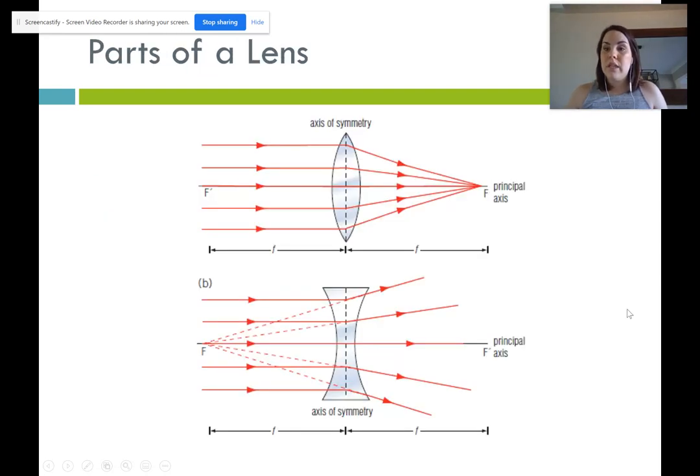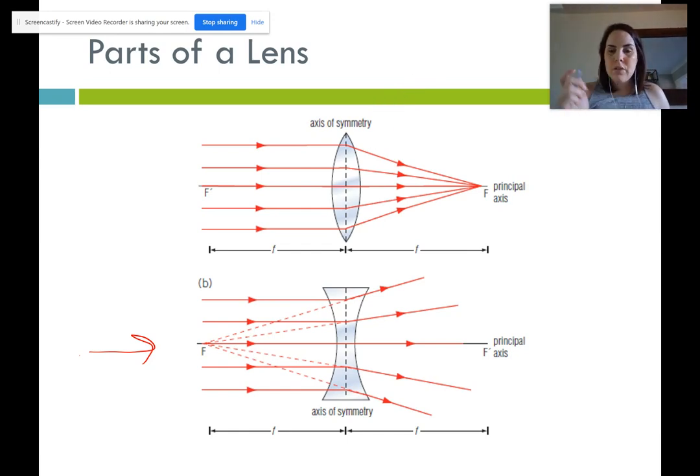So we took a look at these graphics yesterday, but yesterday we went through concave lenses, so these ones down here. Today what we're going to be taking a look at is those same rules and how to draw ray diagrams, but for these guys, which are called convex lenses.